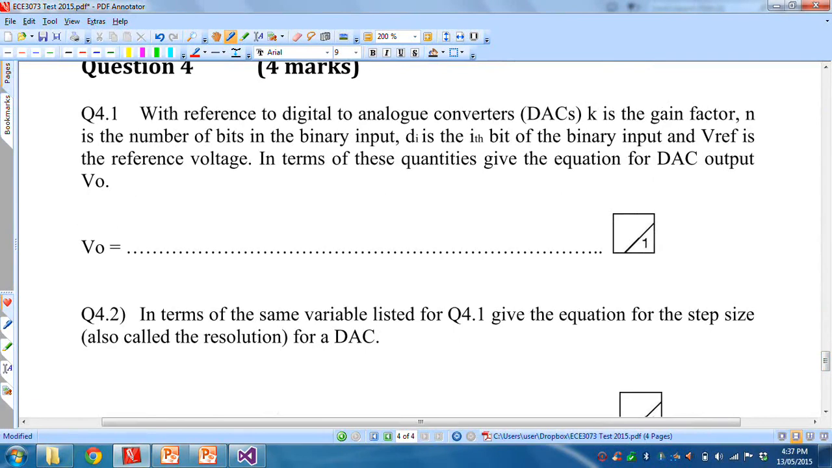The mark scheme was you deduct a half mark if you've got one of the scheme ends wrong.